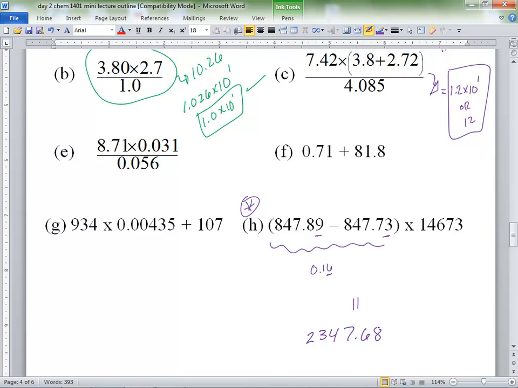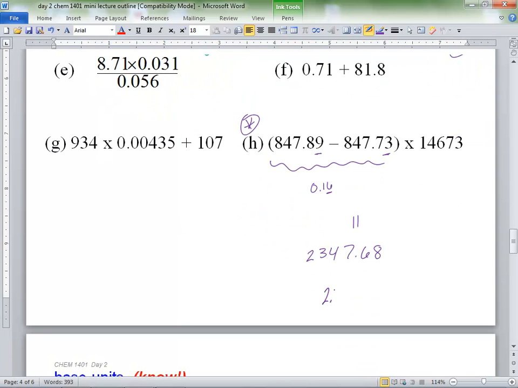Here there's 1, 2, 3, 4, 5. So you report your answer always to the worst measurement. So you can't report it to 5 sig figs. You got to report it to 2. So this has way too many sig figs. I can only report it to 2 sig figs. So I have to report it as what? 2.3 times 10 to the third. 1, 2, yeah. 2.3 times 10 to the third is how you'd have to report your answer. That's the best way to write your answer.